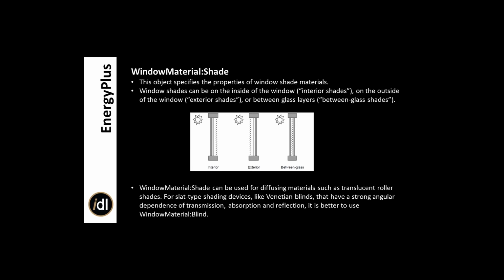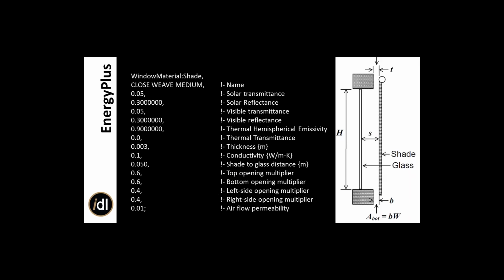This object specifies the properties of window shade materials, and the window shades can be inside the window, outside the window, or between the glass layers. Window material shade can be used for diffusing materials such as translucent roller shades, and for slat type shading devices, we can use the window material blind instead of window material shade. So these are the commands that we have to work with in window material shade.